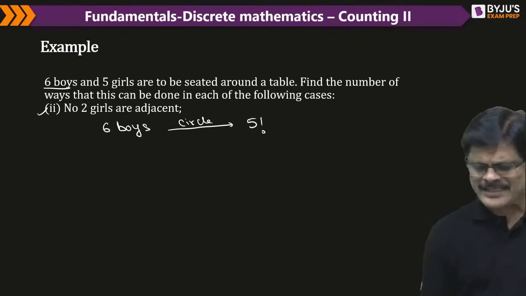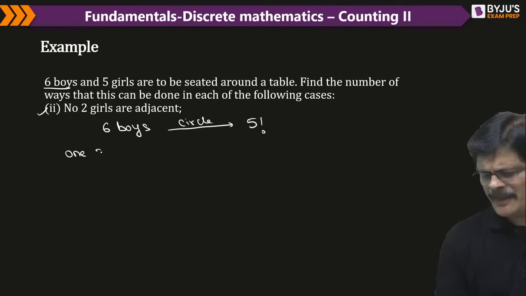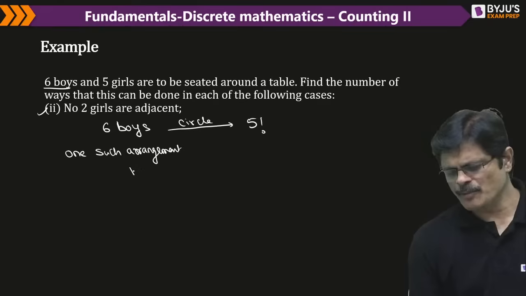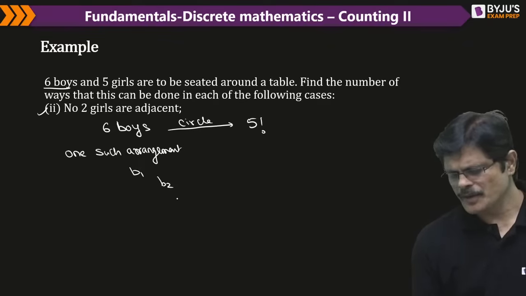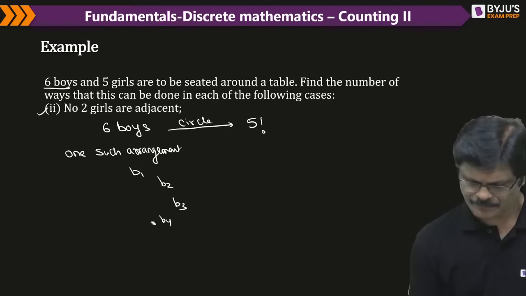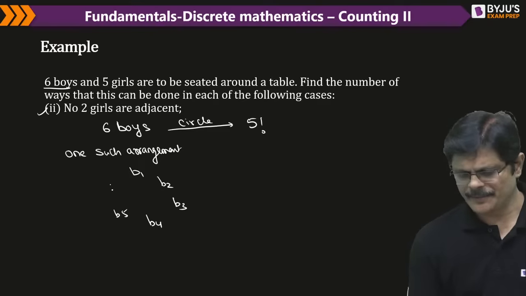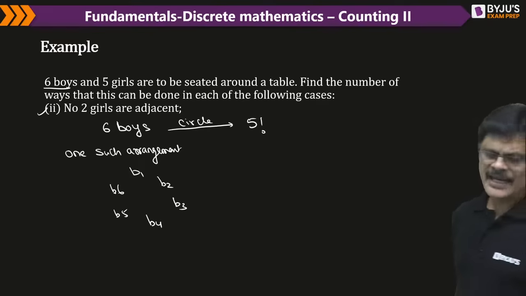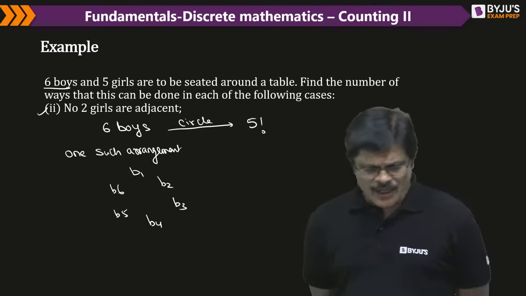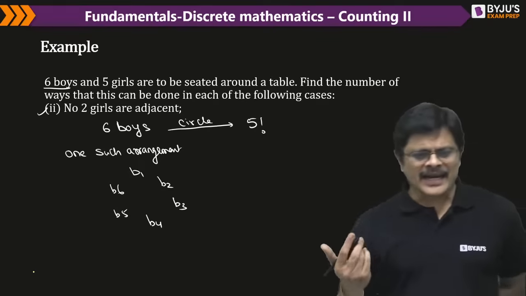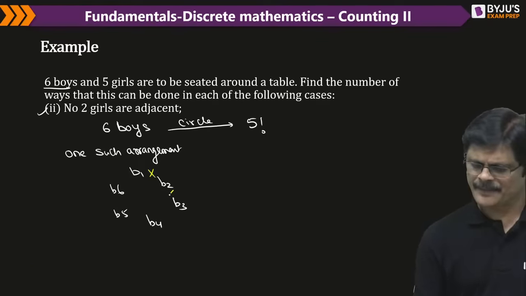So let me consider one such arrangement. That is boy 1, boy 2, boy 3, boy 4, boy 5 and boy 6. See, these are the arrangements. Now, if you arrange the girls in the gaps, no 2 girls are adjacent.